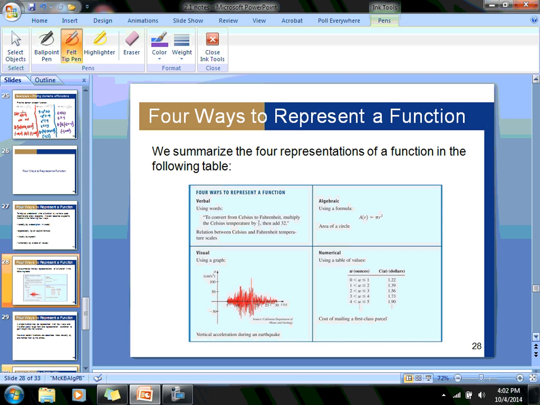This is a very compact graph of an earthquake, but it would definitely represent the function. And then we have a chart here that represents the numerical costs of mailing. So this is 4 different examples for 4 different functions, but there are functions where you could have all of these representations for the same function.